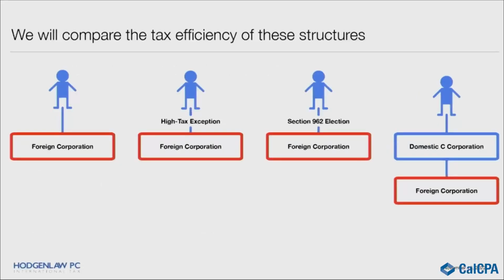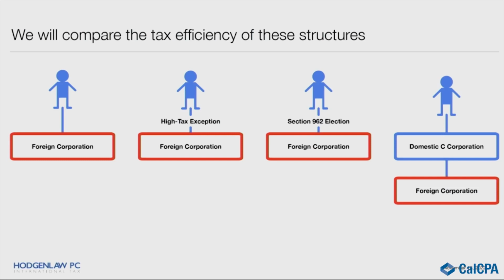Here are the 4 structures I'm going to be rolling through here. The first one is just shareholder owns 100% of a foreign corporation. The second one is, again, the shareholder owns 100% of a foreign corporation, but this time there is a special little wrinkle in the global intangible low tax rules called the high tax exception. And we'll see the impact of choosing or not choosing to use that high tax exception and what it does to the US shareholder's ultimate total worldwide income tax liability.